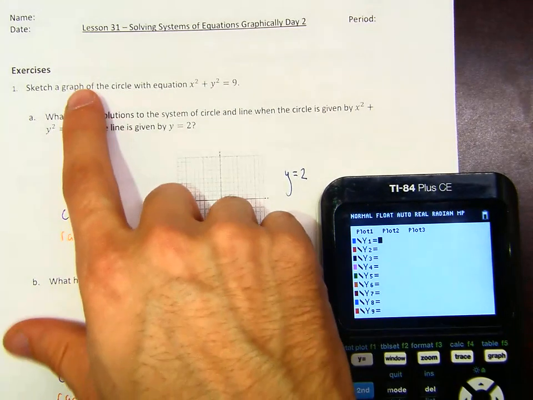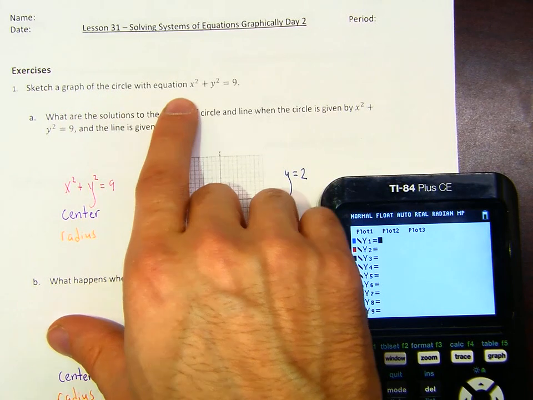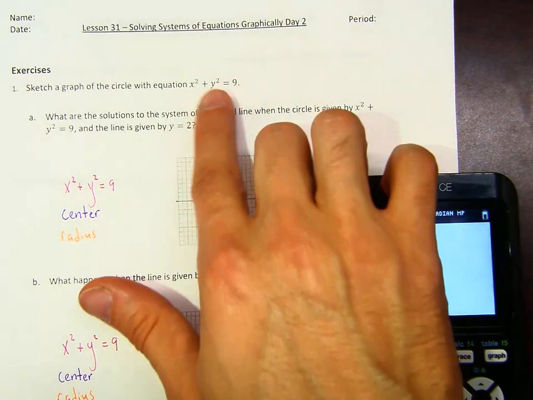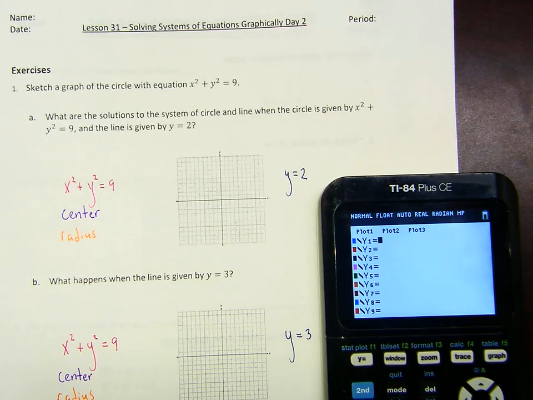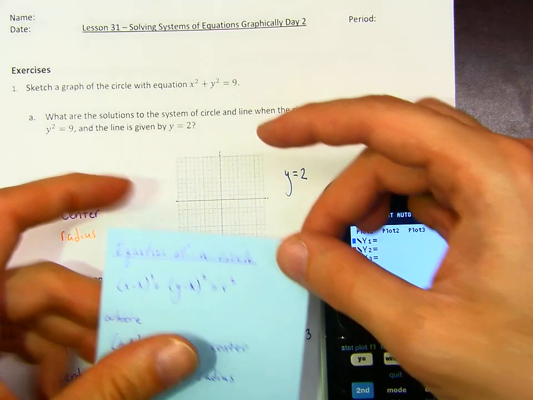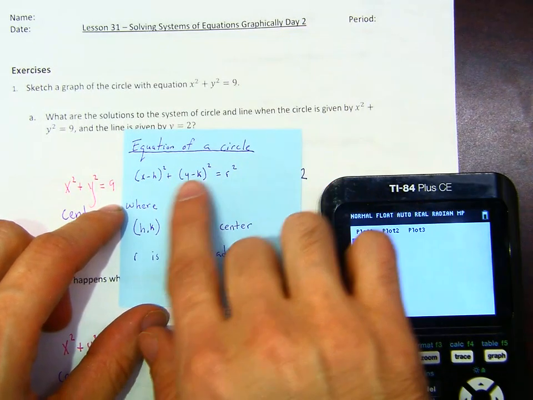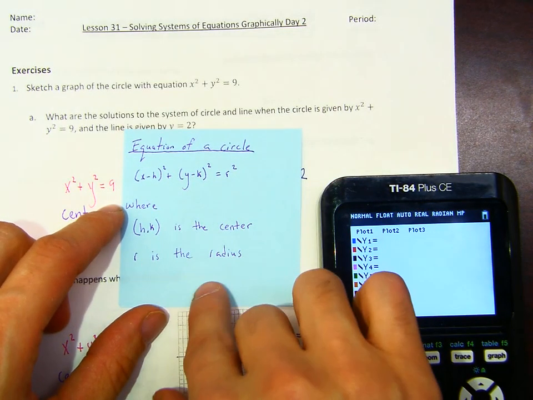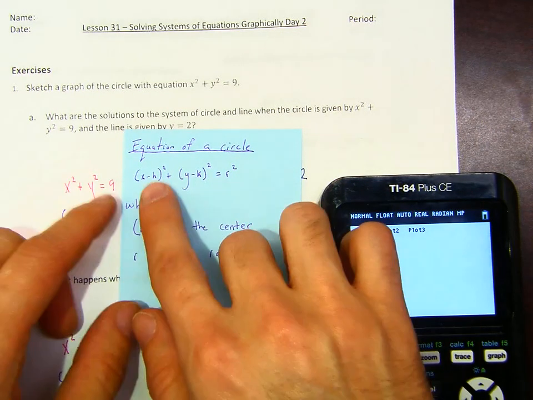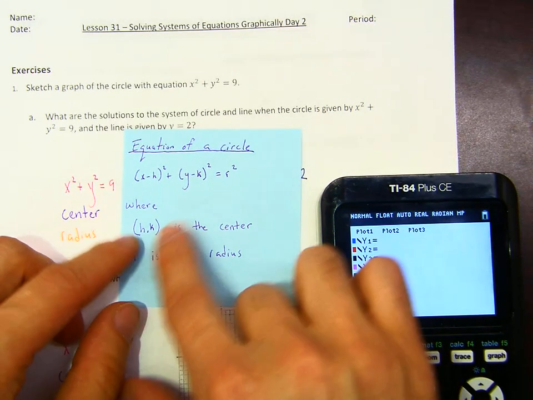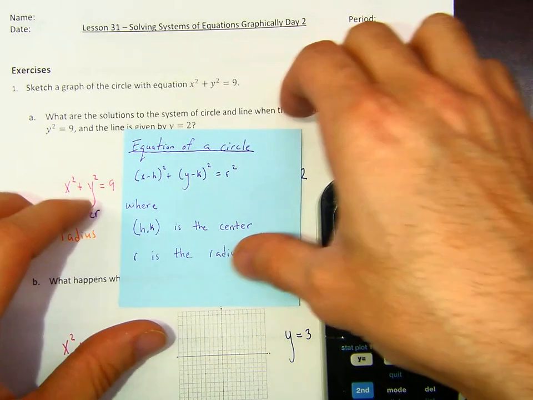It's saying sketch the graph of the circle with an equation of x squared plus y squared equals 9. So from our last lesson, and in case you need it, what does this represent here? Remember, the equation of a circle is x minus h squared plus y minus k squared equals r squared, where (h, k) is the center and r is the radius.